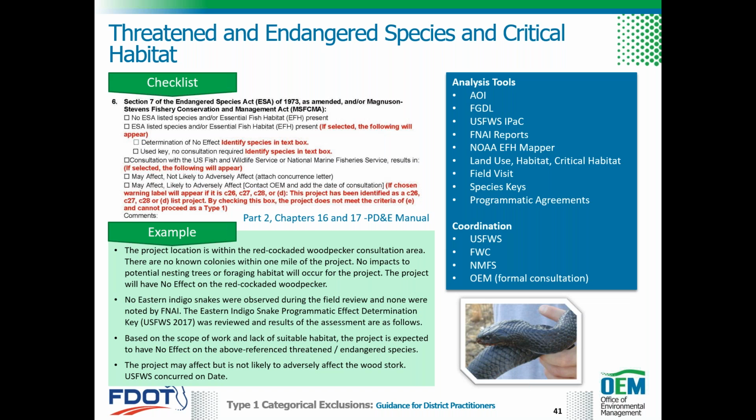In addition, projects must be evaluated for the impacts to essential fish habitat, or EFH, which is defined as the waters and substrate that's necessary for fish to spawn, breed, feed, or grow to maturity. Now, Type 1 CEs may involve listed species and critical habitat, as long as you document that the project has no significant impacts. If the biologist determines that the project will have no effect, or if a species key is used, then consultation is not required.